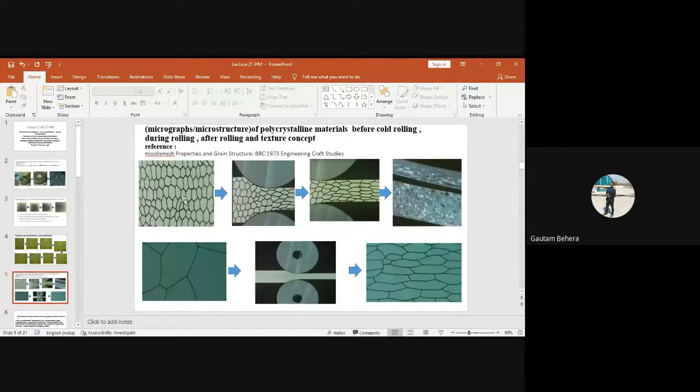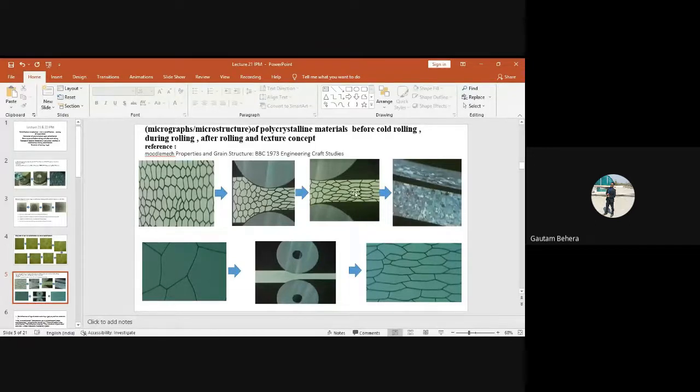So what will happen to the grain structure after rolling? After basically cold rolling. Cold rolling means rolling below the recrystallization temperature. That means you can understand it as rolling at room temperature. You can see this ingot has been passed through a roller. This is the top roll, this is the bottom roll. It is passed through the roller. Now what is happening? This is the new structure which is obtained.